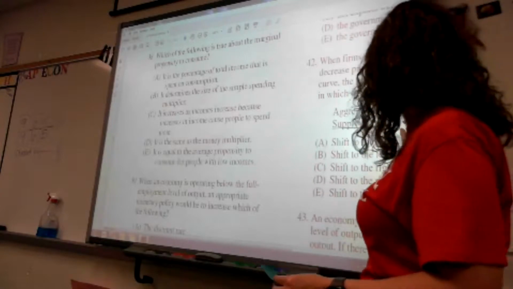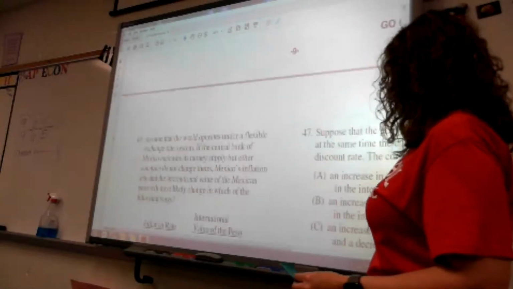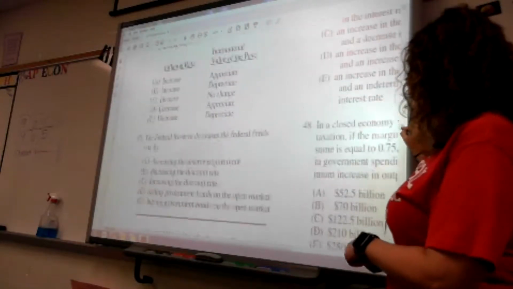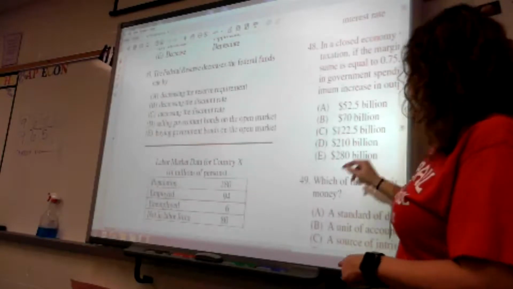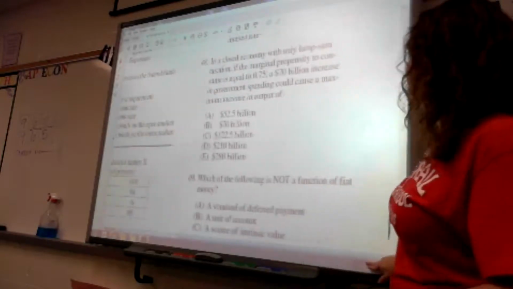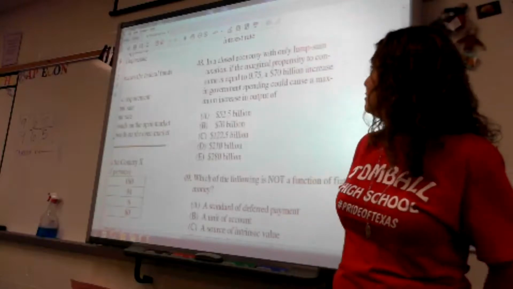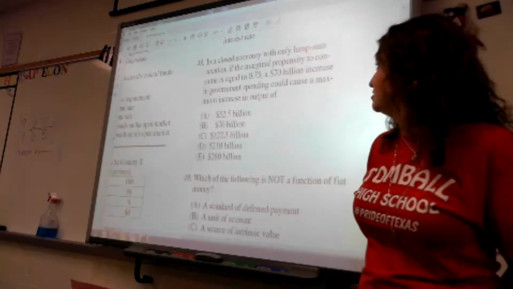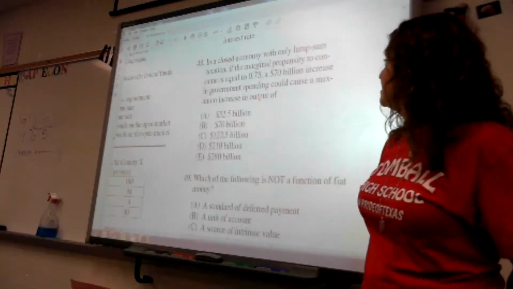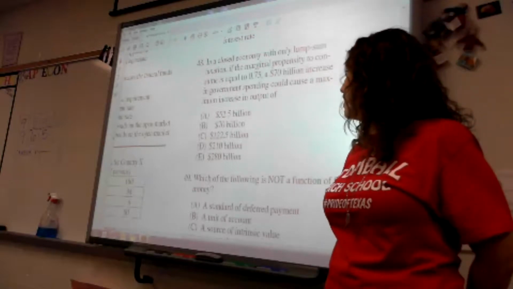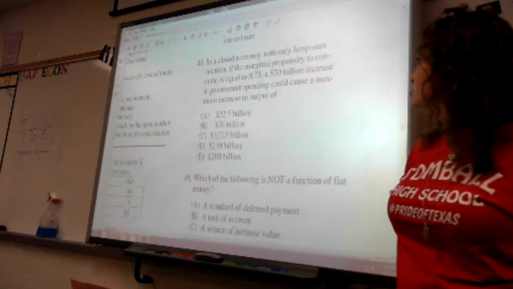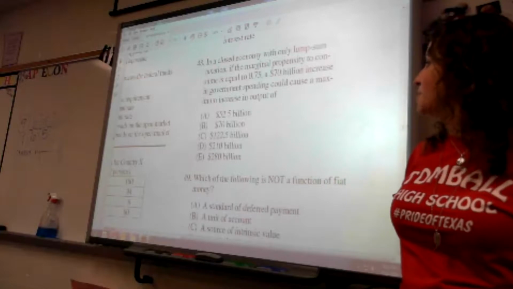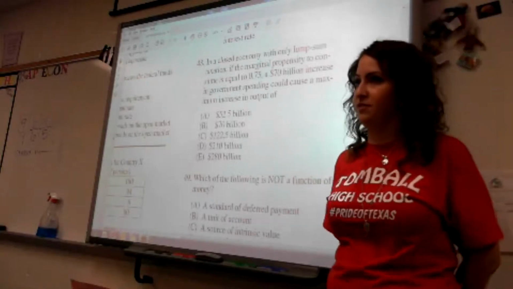48. In a closed economy with only lump sum taxation, if the marginal propensity to consume is equal to 0.75, a 70 billion increase in government spending could cause a maximum increase in output of.